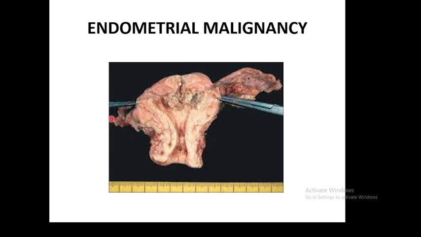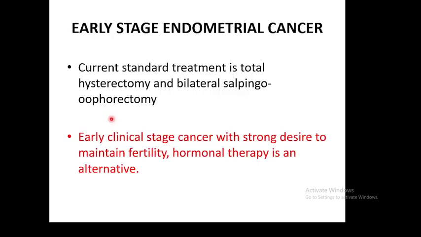There's a place for very early stage endometrial cancer, but this is a very crucial decision, especially if the patient wants to preserve fertility. The standard treatment for endometrial cancer is removing the uterus, ovaries and the tubes, but for early clinical stage cancer with strong desire to maintain fertility, hormonal therapies and alternatively LNG-IUS. Put the LNG-IUS and reassess the endometrium in 6 months' time.